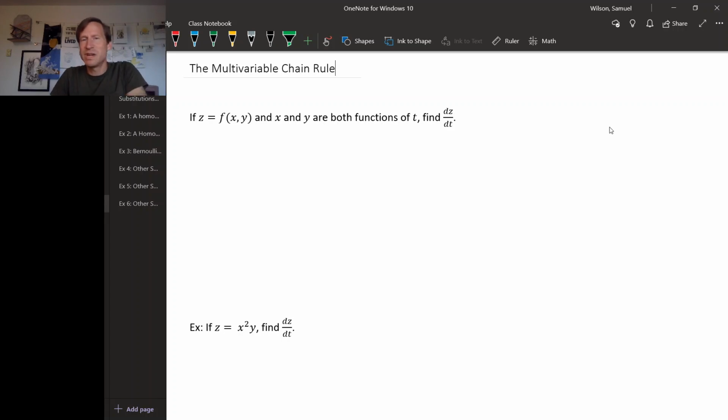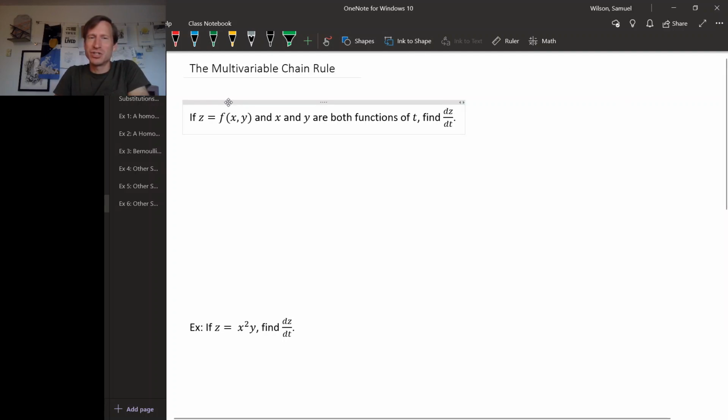We've seen that sometimes we can express differential equations involving functions of more than one variable. And sometimes when this happens, we will need to know how you take the derivative of a function of more than one variable, especially when there's other things going on. So we quickly need to talk about the multivariable chain rule.